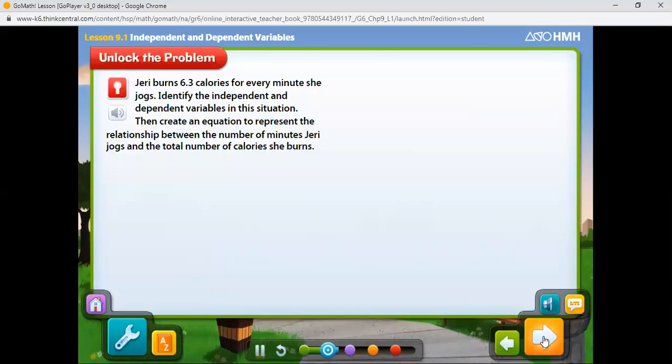Here's a problem that asks you to create an equation. Okay, girls. So this is the same Unlock the Problem which is found in your book. It's the same one. So you can just listen to what they are saying, and then I will explain after they finish what you have to understand and what you need to be doing.